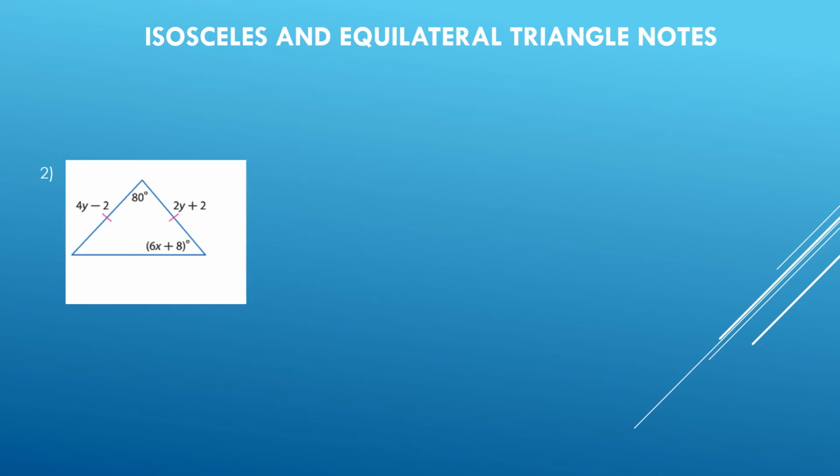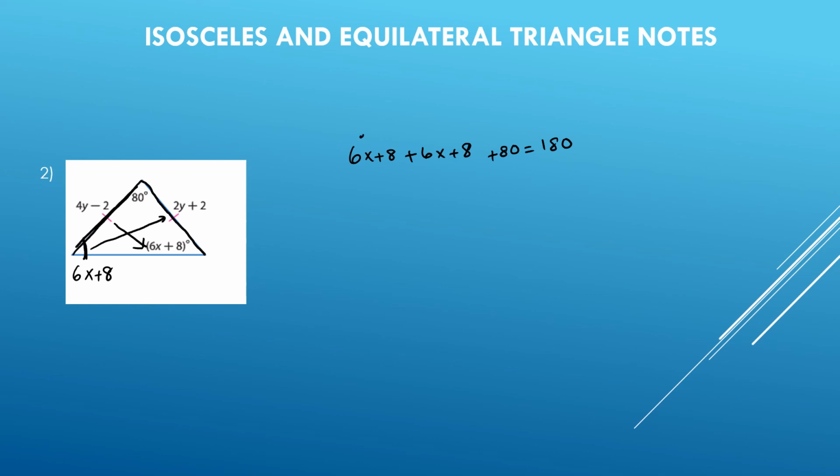Let's solve for x and y in question 2. To solve for x, we first need to find this missing angle. We know that these two sides are congruent. If these sides are congruent, the angles opposite to those sides are going to be congruent. So the angle opposite to 4y minus 2 is 6x plus 8. Therefore, the angle opposite to 2y plus 2 is also 6x plus 8. So let's set up the expression for the angles. 6x plus 8 plus 6x plus 8 plus 80 equals 180.